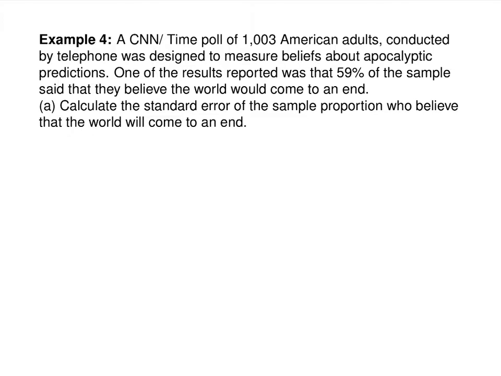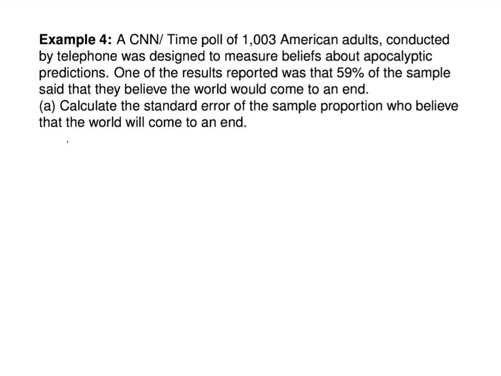So, in a CNN/Time poll of just over 1,000 American adults conducted by telephone, designed to measure beliefs about apocalyptic predictions, one of the results reported was that 59% of the sample said that they believed the world was going to end. Okay? That's what they said. So find the standard error of the sample proportion who believe the world's going to come to an end.